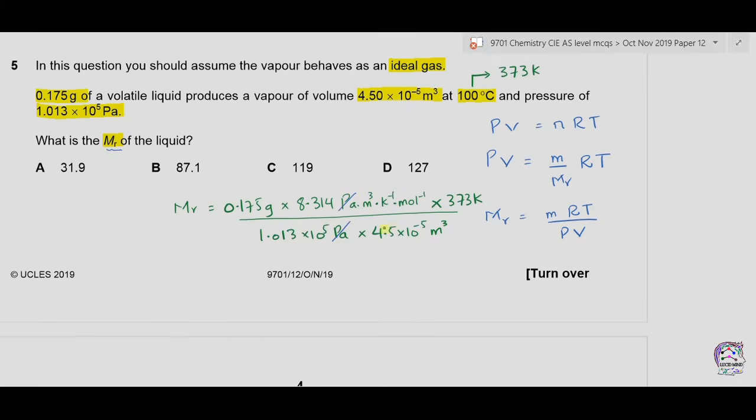This will cancel out pascals with pascals, Kelvin with Kelvin, meter cube with meter cube. So the value of Mr comes out equal to 119 grams per mole. So therefore the answer is C.